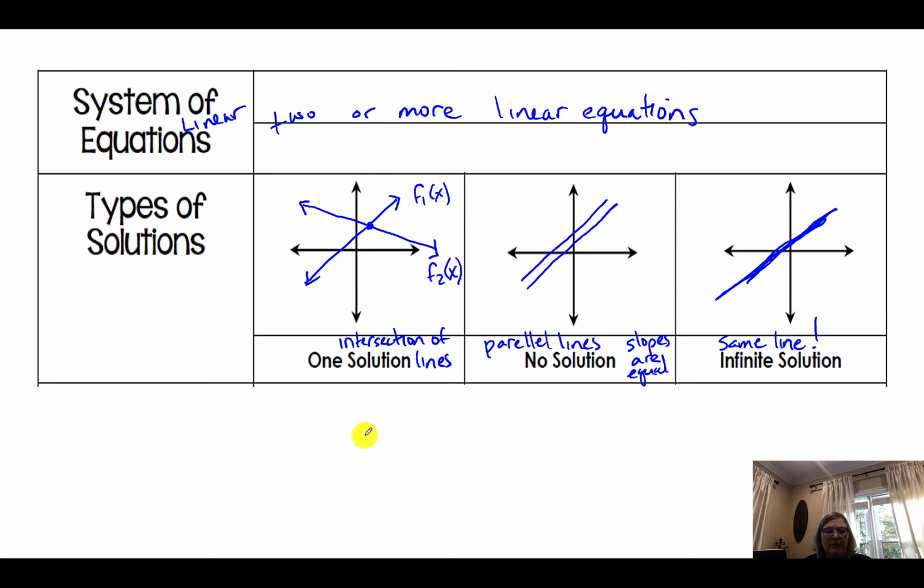So the one we care about the most is this one. We want to learn how to solve both graphically and algebraically for that intersection point. Occasionally, though, we will find parallel lines, where the slopes are equal and there's no solution. And occasionally we'll see that it's really the same line, just scaled by some number, so it's not immediately apparent. We will do all three, but mostly the first.